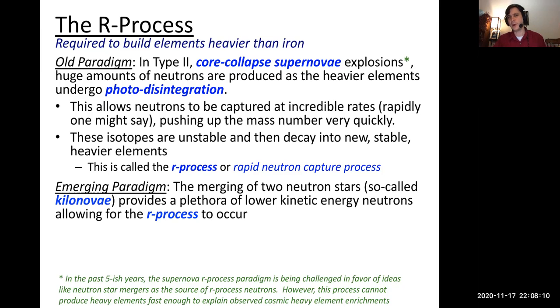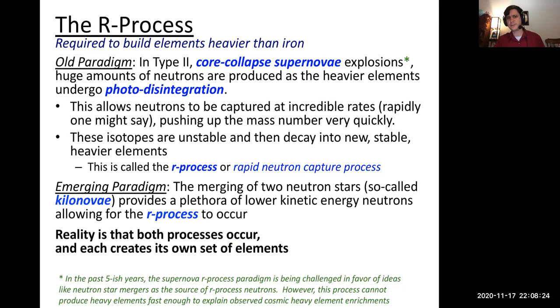creating the R process in a different way, where the energies are a little bit lower. The neutrons are moving at relatively lower energies and lower velocities whenever they interact with one another. So it can actually drive an R process in a different way. In reality, both of these are occurring, and each one is creating its own suite of elements.